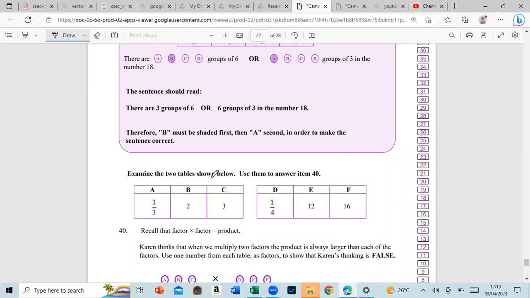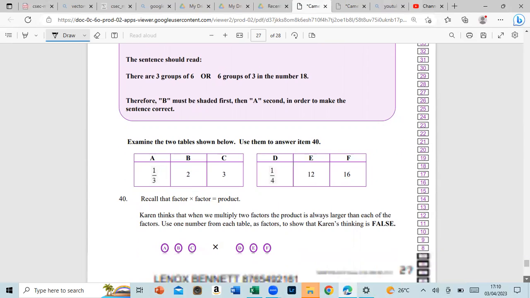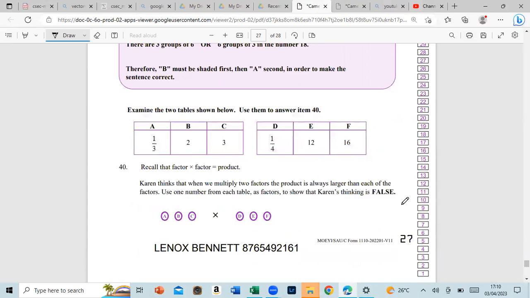It says, examine the two tables below. Use it to answer item 40. So we have A, B, C, D, E, F, G. Two separate tables. So you have A, B, C, and then you have that. It says, recall the factor by factor equals product. So that is what they are saying, recall. Listen to what they say now. Karen thinks that when we multiply two factors, the product is always larger than each of the factors. Use these numbers from the table as factors to show that Karen's thinking is false.